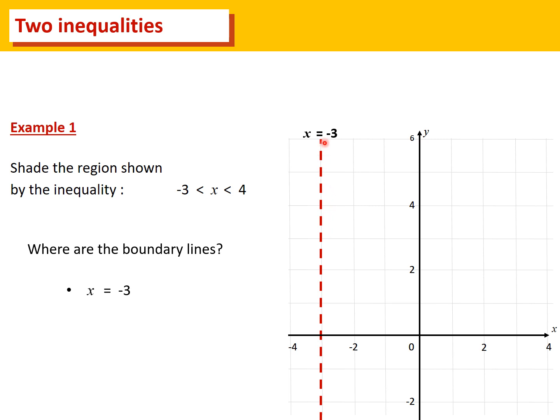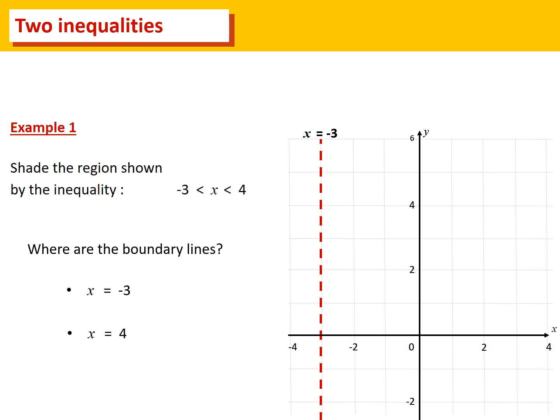And the reason is because every point on that line has an x coordinate that is -3. So that point there would be -3, 0. That point there would be -3, 2. This point here would be -3, 5. So on that line, the x value is always -3.